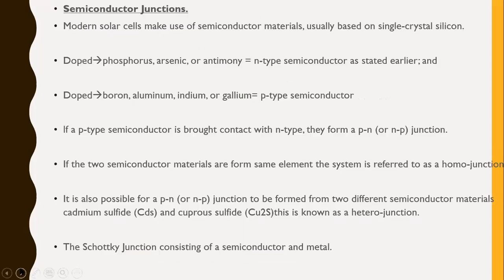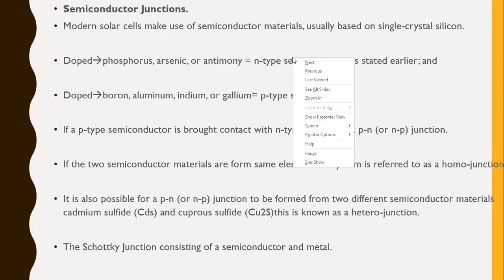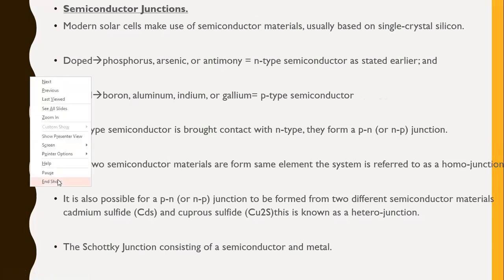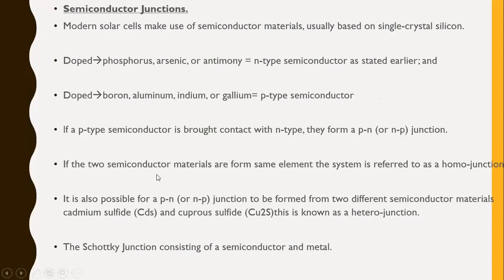Now coming to the semiconductor junctions, we will see what the different types are. Besides the Schottky junction with a metal and semiconductor, there is the MIS, which is metal insulator semiconductor.